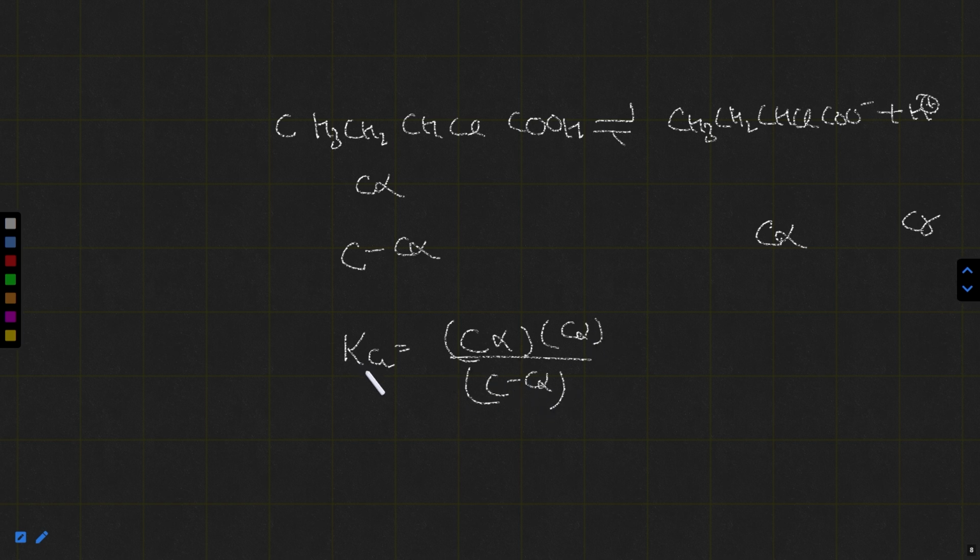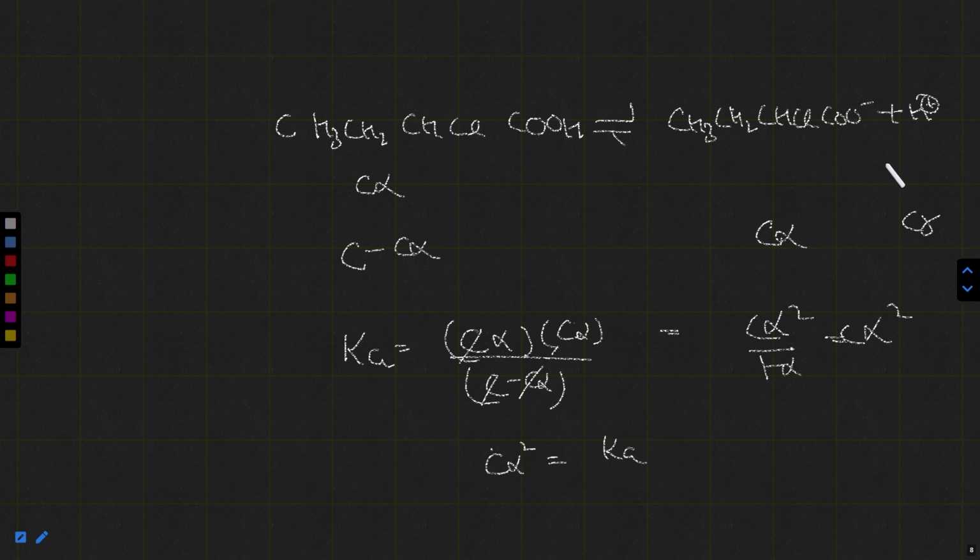Okay, so if you take out the C common here, this C and C will be cancelled out. That would result in α square by 1 minus α. Now 1 minus α is approximated to 1. Therefore Cα square is equal to Ka.